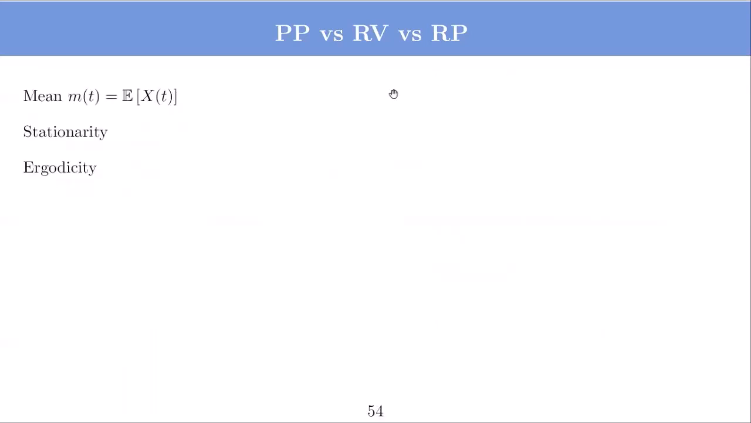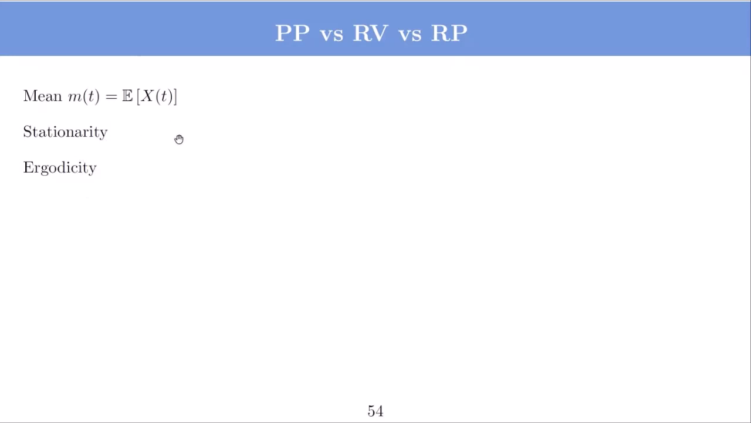So in random processes, I can talk about the mean. For a random variable, the mean is the expected value of that random variable. Here, because a random process realization is itself a function, the mean is the expectation of X(t), which is again a function of t. Then we have the concepts of stationarity and ergodicity.